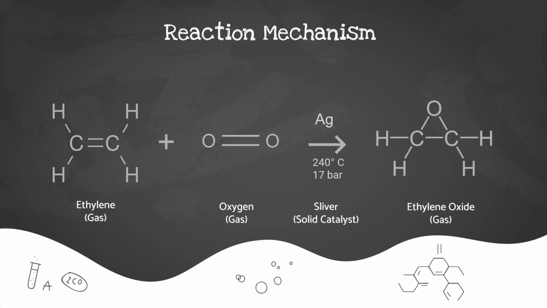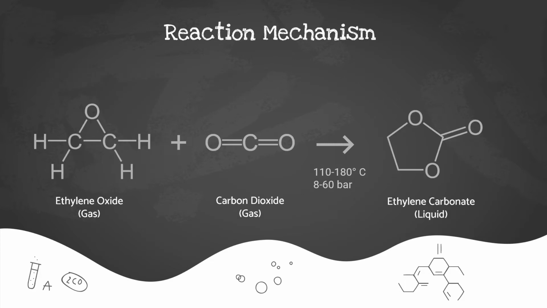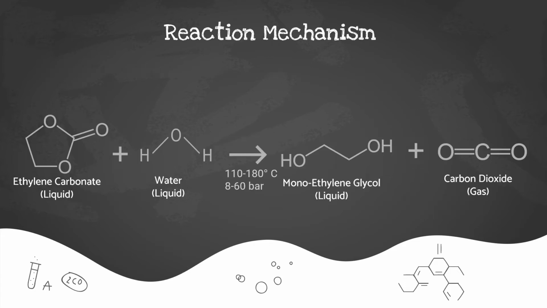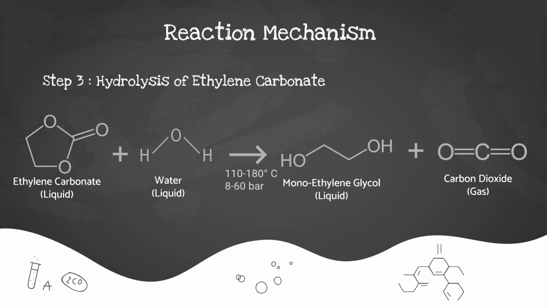The first reaction in Omega process is oxidation of ethylene by oxygen to form ethylene oxide in the presence of silver as catalyst. The second step is carbonation of ethylene oxide. Ethylene oxide is carbonated by adding carbon dioxide to form ethylene carbonate. The last step is hydrolysis of ethylene carbonate by water to form the main product, monoethylene glycol, and carbon dioxide. By using a 6-to-1 ratio of water to ethylene oxide, the product selectivity can be achieved up to 99%.